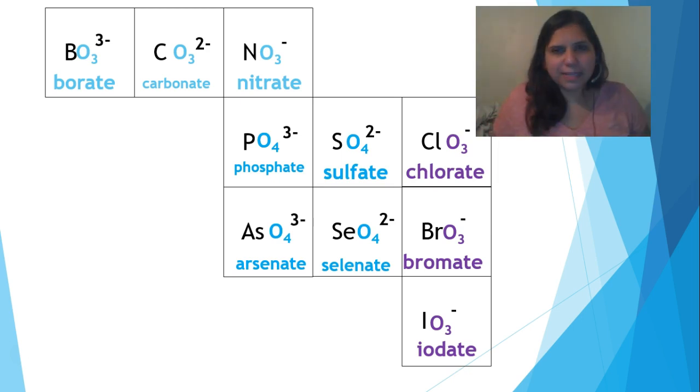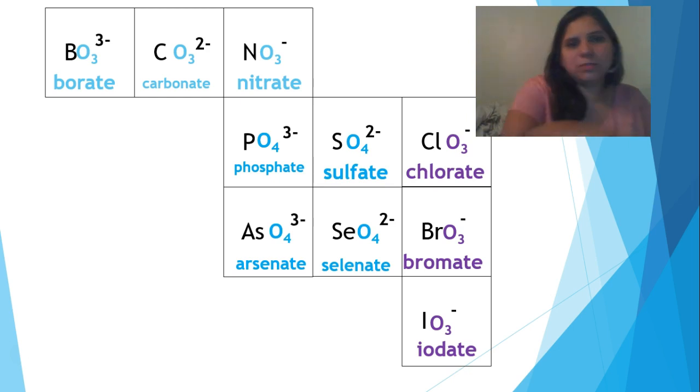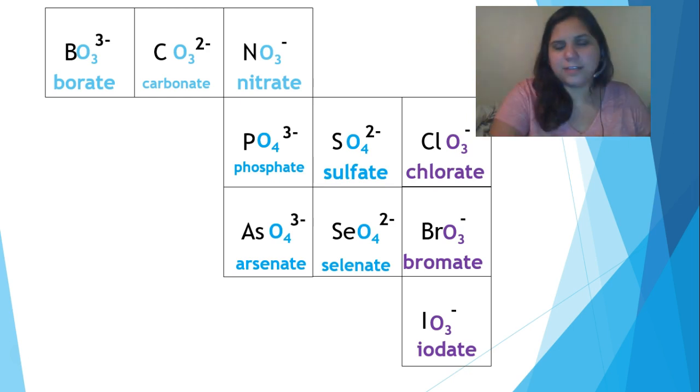Okay, so hopefully that helps you to memorize the polyatomic ions, at least some of the lists that you have to have memorized. That's 1, 2, 3, 4, 5, 6, 7, 8. 8 of the ones you have to have memorized.